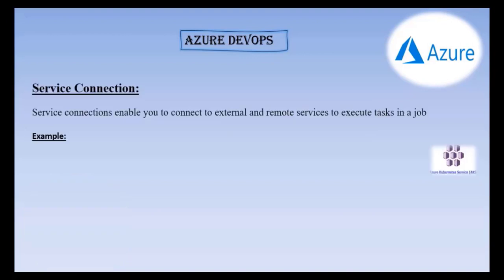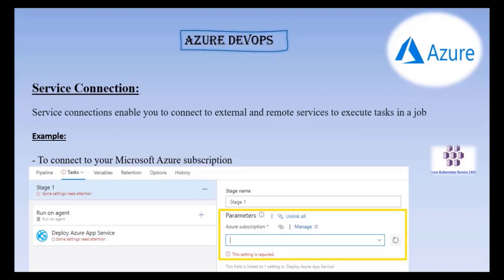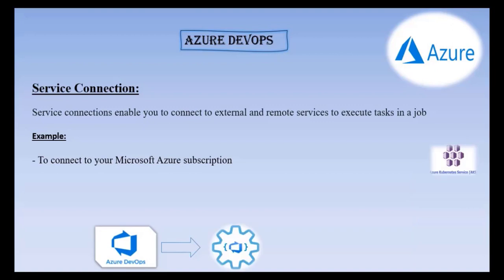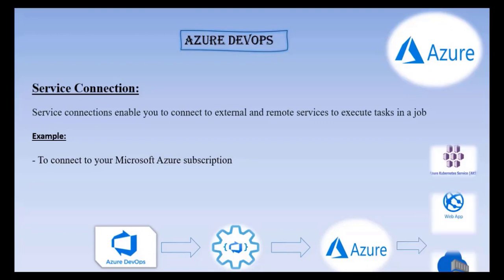So a service connection enables you to connect to external and remote services to execute tasks in a job. For example, if you want to connect to Azure Cloud, you need to set up an Azure subscription service connection. Like you have Azure DevOps, you need to create a service connection, and post that you can connect to Azure Cloud, and post that all the resources of Azure, you can make use of web app, you can make use of Azure Kubernetes service, you can make use of Azure containers.